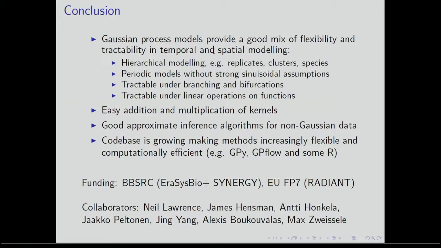Data is often non-Gaussian, but there are really good approximate inference algorithms, and a few people have recently published count-based models using Gaussian processes. So using count data, but modeling it with Gaussian processes, two groups have just published papers modeling, I think, RNA-seq data using that kind of approach. And importantly, the code base is growing.